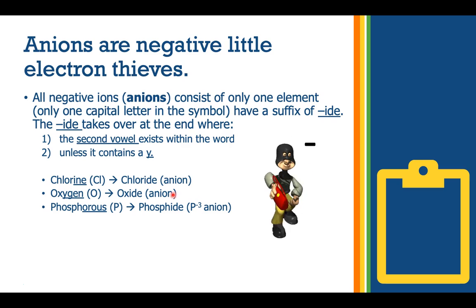And then we have phosphorus. Okay, remember the second vowel is an O. Orus becomes phosphide, and that's a P-3 anion. Okay, and there are reasons that we will look at about why it has a superscript of 3.